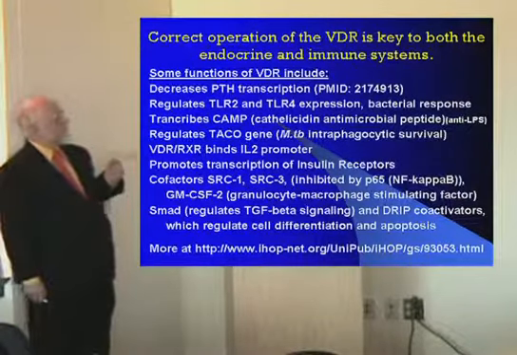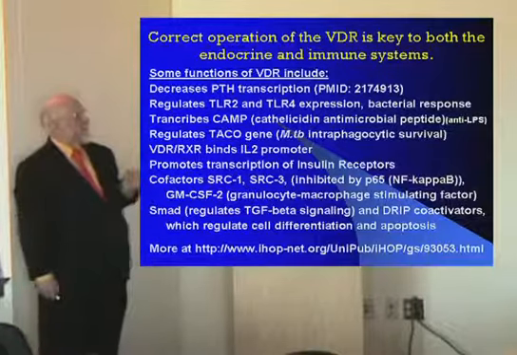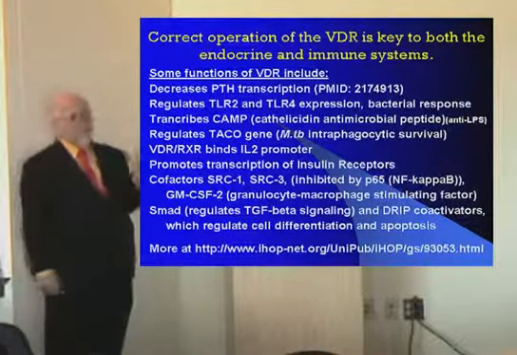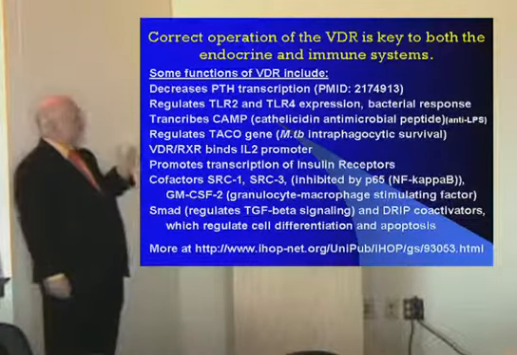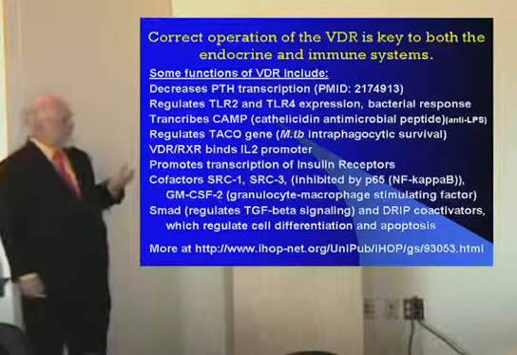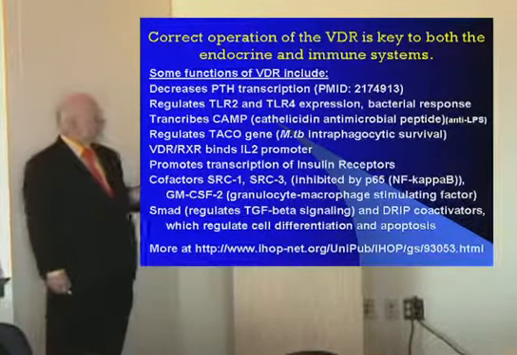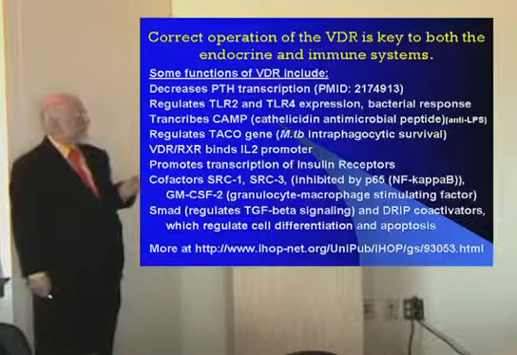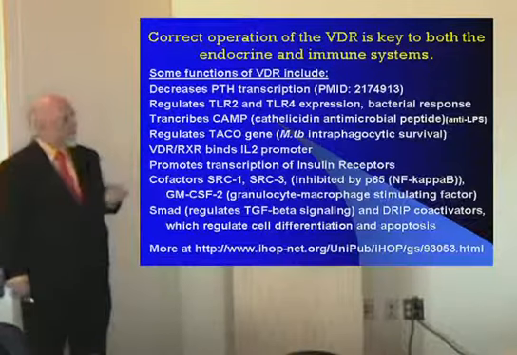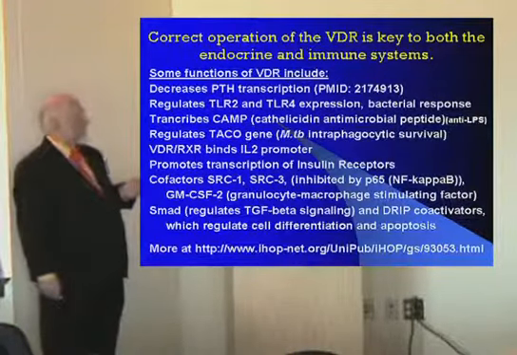It regulates the TACO gene, and the TACO gene is associated with Mycobacterium tuberculosis survival intraphagocytic. In other words, how the Mycobacterium tuberculosis, when it's invaded a cell, how it manages to survive phagocytosis. It binds the interleukin-2 promoter and therefore transcribes interleukin-2, another key immune cytokine.